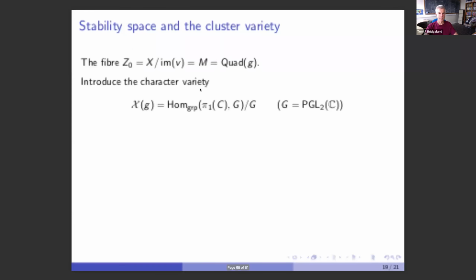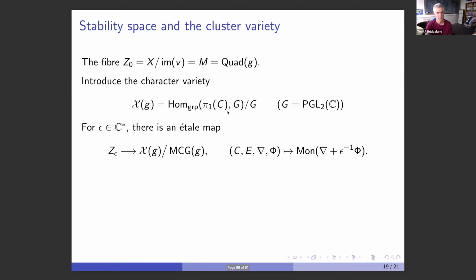What about the fiber Z1? So this is related to the character variety. So let's just introduce the character variety, maps from pi 1 into G. I guess this is really the character stack. I'm getting pretty fast and loose with this thing. And what you see is that there is an étale map. You should really quotient by the mapping class group, which is just, I mean, at some point in our big space, we had the guy right at the top was parameterizing a curve with a bundle on it, with a connection and a Higgs field. And you can take the monodromy of this combination, and that will give you a point of this character stack.